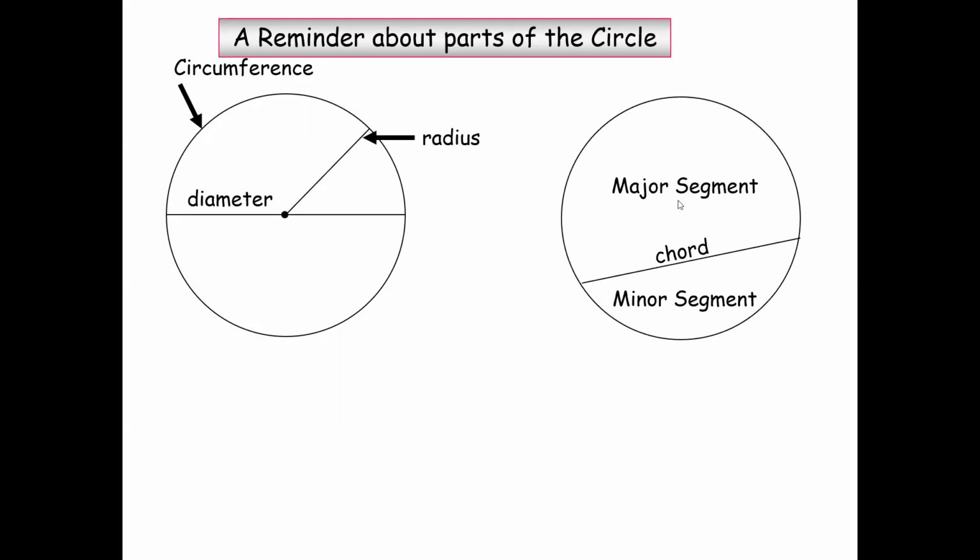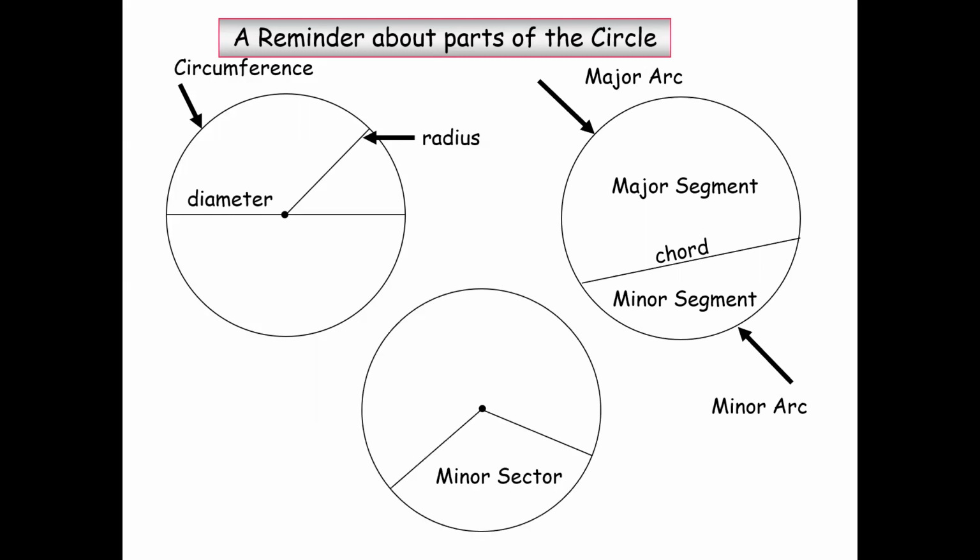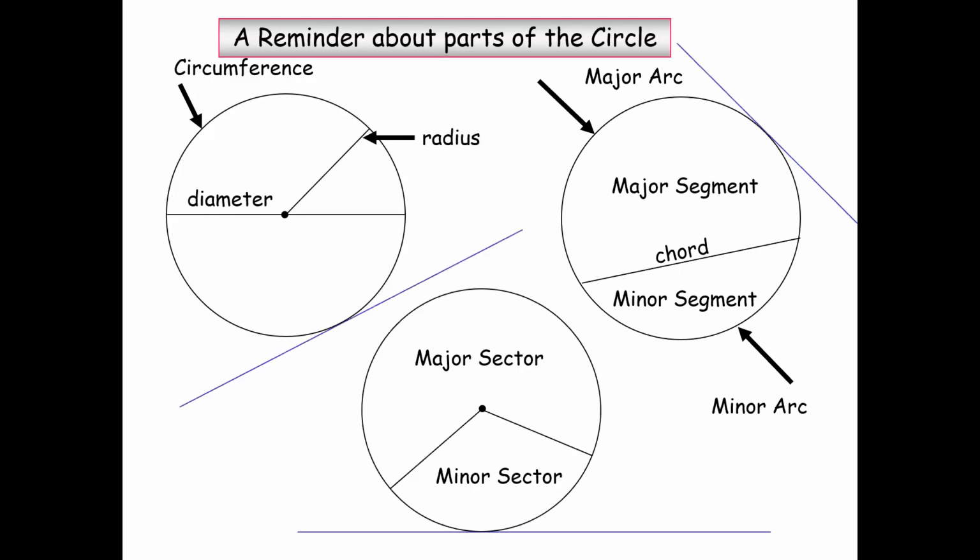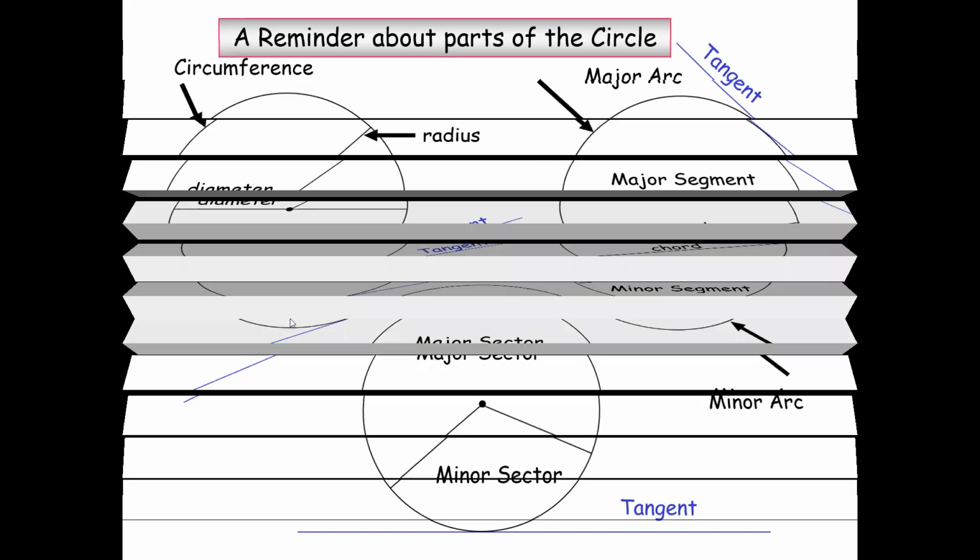So we talk about a minor segment, a major segment. Basically, a chord divides a circle into two segments. And then you see the blue lines, which is what we want to point out: a tangent, which touches the circle once. And remember our famous tan-chord theorem.